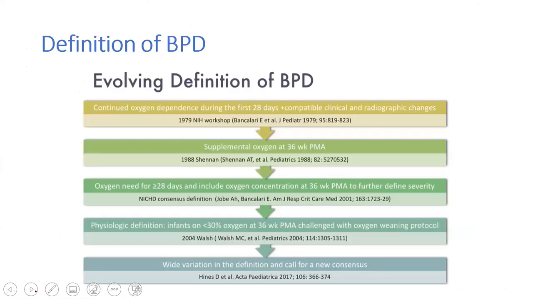The definition of bronchopulmonary dysplasia: basically any baby who required oxygen at a certain point in time, they call bronchopulmonary dysplasia. The exact definition has been changing, and until this time, there is no clear definition of bronchopulmonary dysplasia.